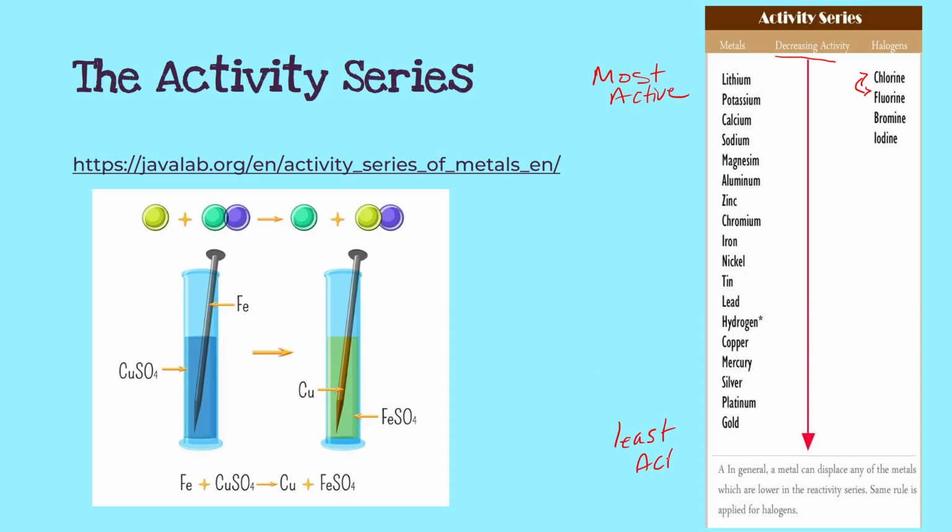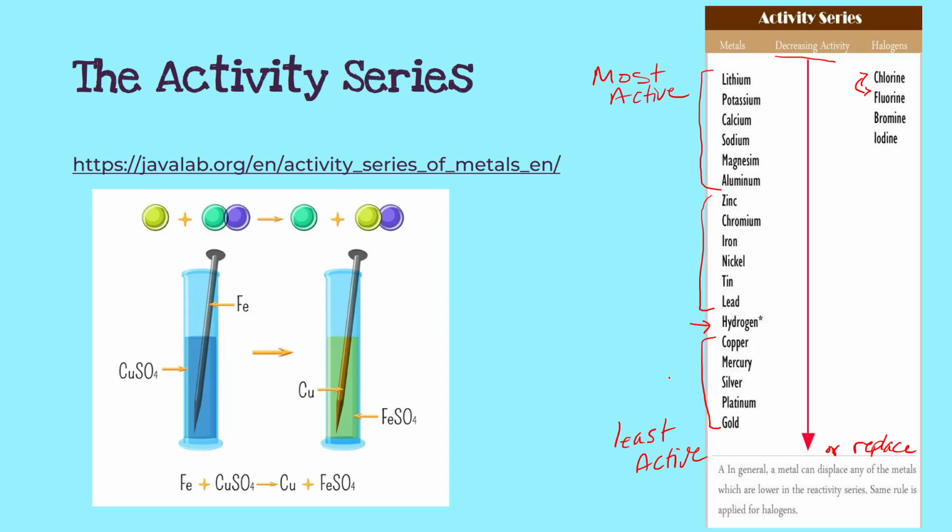This is in general, a metal can displace or replace, another word for replace, any of the metals that are lower than them. Same rule applies for the halogens. So lithium can be an element by itself and replace anybody on here into the compound. Typically we see the group 1 and group 2 metals appear at the top. Then we'll start to see our transition metals. And then hydrogen is here. And then these down here at the bottom are all of our jewelry metals.